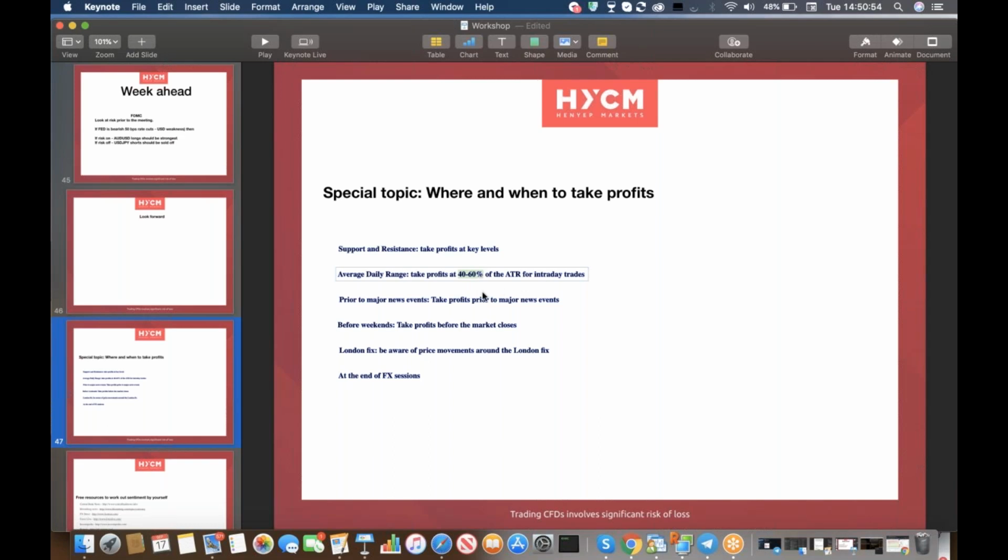Okay, so let's just say you're trading pound yen, and the average daily range is 120 points. For example, you want to be taking your profits around something like 45 to 60 points, if you're trading intraday. So intraday traders, you come to your desk and you're looking to open and close your trades within the day. You're looking for 40 to 60% of the average daily range.